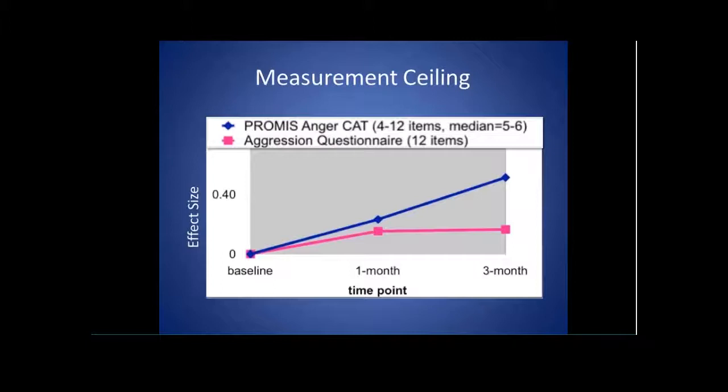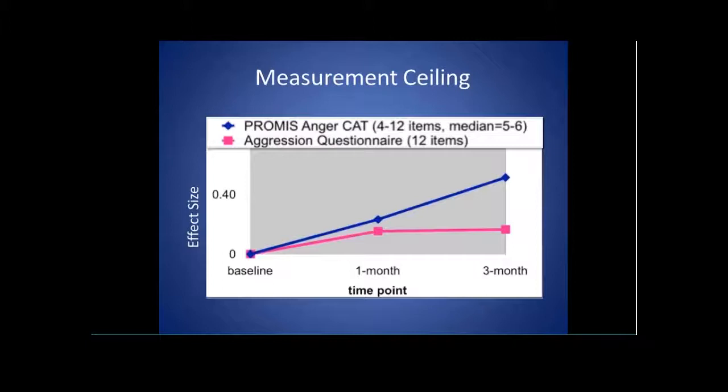He was looking at individuals with depressive diagnosis who were starting a new treatment, and he measured them at baseline, 1 month, and 3 months. This is showing a person's score on 2 different instruments of anger aggression, so kind of an outward expression of distress. What you see in blue is the PROMIS Anger CAT, computer adaptive test, and it's showing a larger effect size at each time point. What you see in pink is the aggression questionnaire, and it flatlines after 1 month.